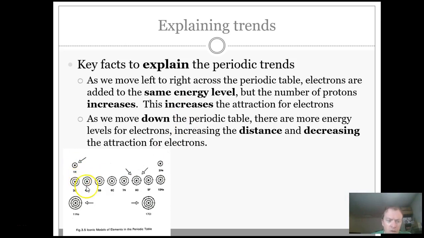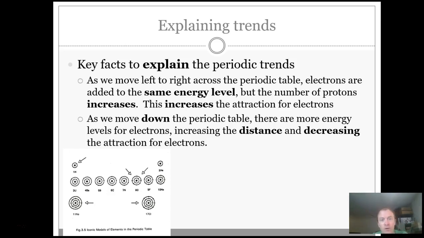As we move down, what's very critical is that every time we go down a row on the periodic table, there's one more energy level for electrons. First period has 1 energy level, second period has 2 energy levels, third has 3, and so forth. So that's going to be the distance part of Coulomb's law, and so the attraction for electrons is going to go down. All of those trends I just mentioned, these are the reasons that they work. And if we're asked to explain periodic trends, we're just going to apply it to the particular situation that we're asked about.